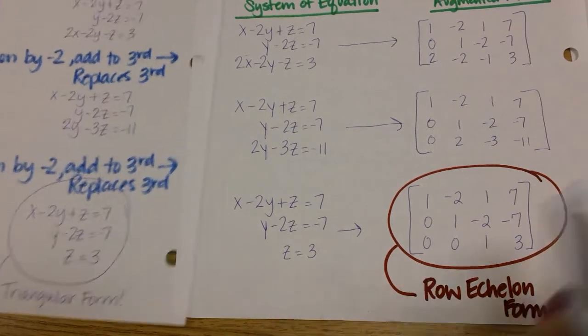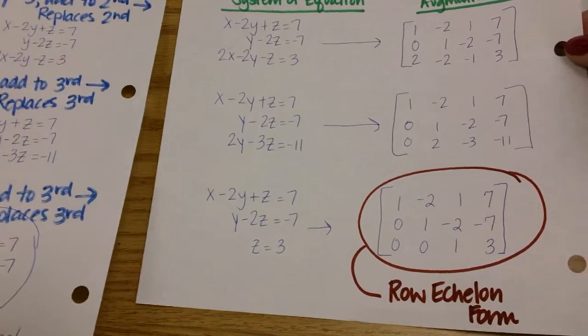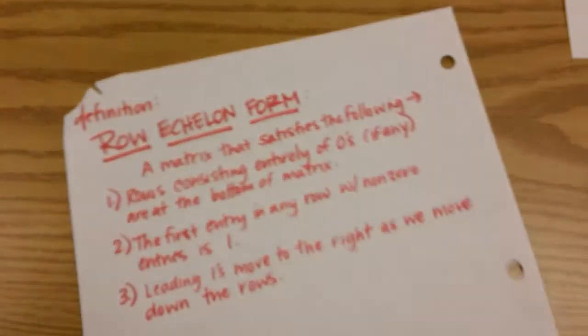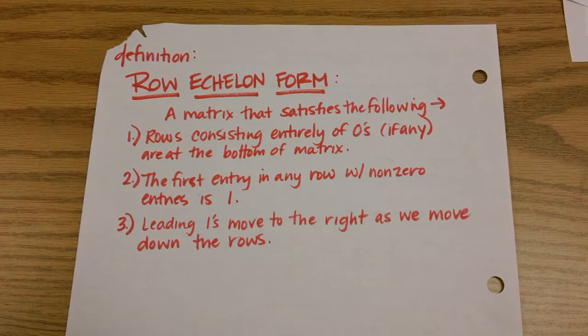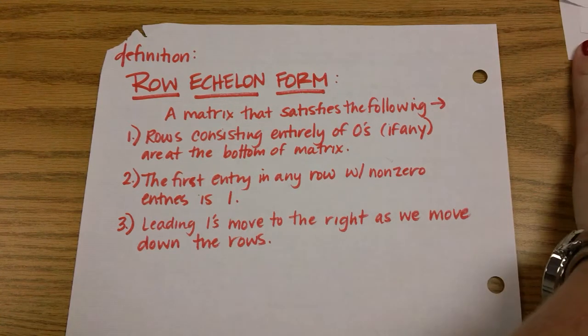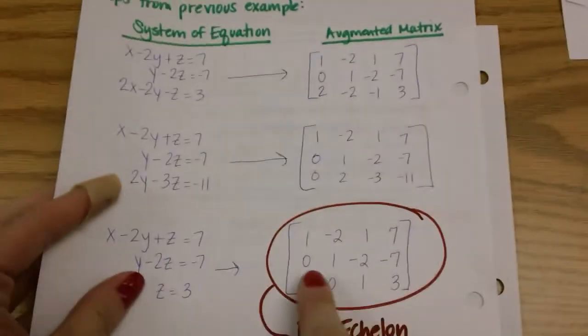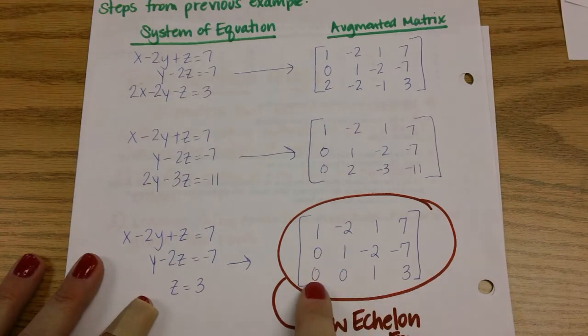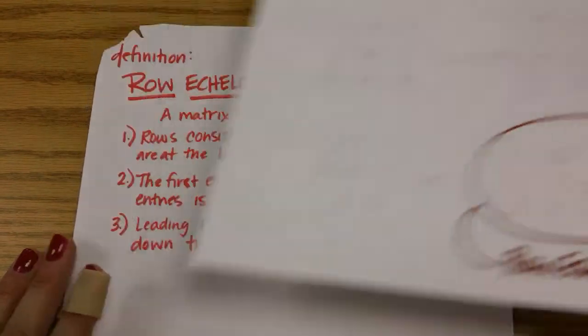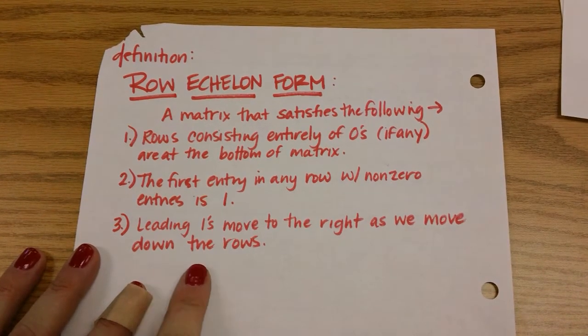Now on this next page, I want to give you a definition of what row echelon form actually means. Our definition is a matrix that satisfies the following. The rows consisting entirely of zeros, if any, are at the bottom. The first entry of any row with non-zero entries is 1. If you take a second and look at what we wrote down in our previous example, our first entries are 1 unless they're 0. Notice there's no values here: 0, 0, 1. We have 0, 1. We have to start with a 1. So your first entry has to be 1 or 0, basically, and they go down in order. That's what this last step says: the leading ones move to the right as we move down the rows.